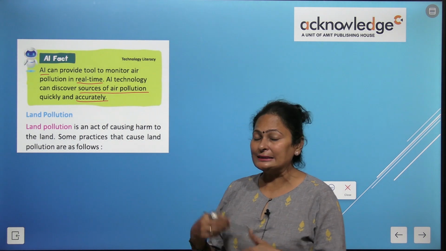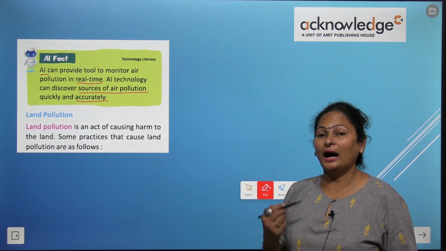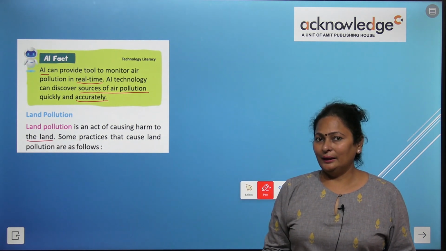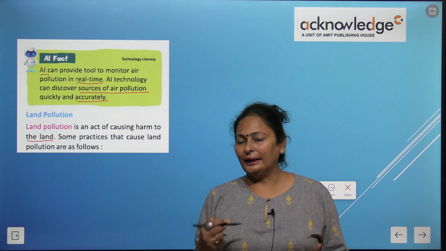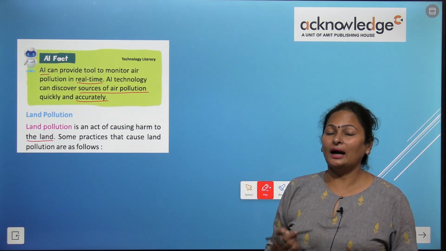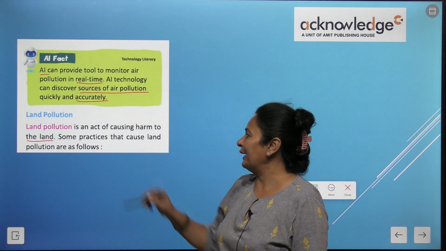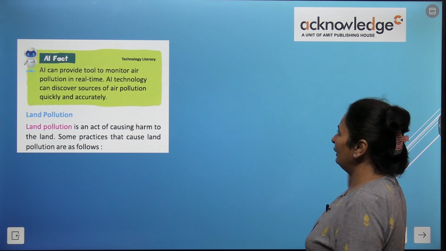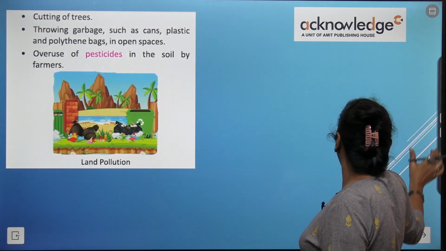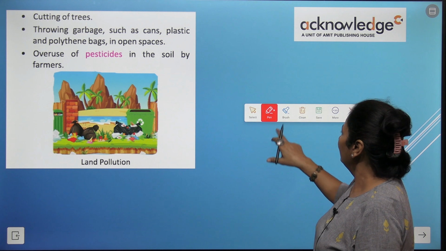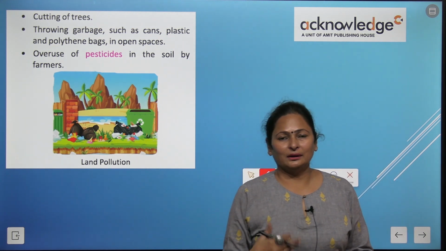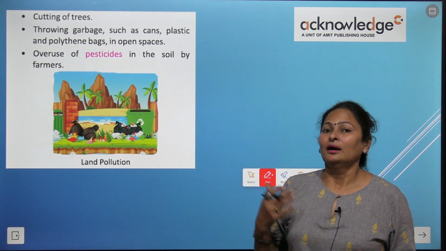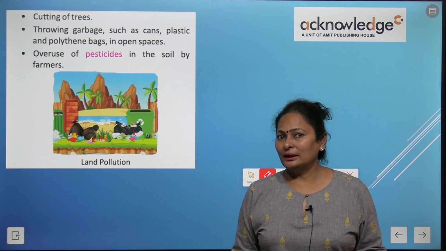Land pollution is again the act of causing harm to the land. In air pollution, we are causing harm to the air. In land pollution, we are causing harm to the land. Some practices that cause land pollution are as follows. Cutting of trees. We are cutting down the trees because we are building houses, factories, and roads. Because of this, the trees are being cut down.